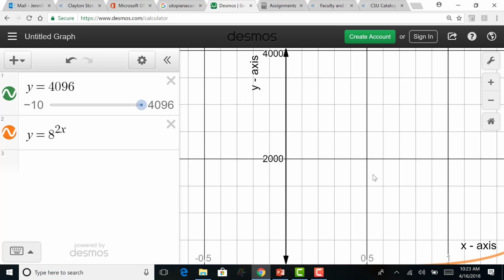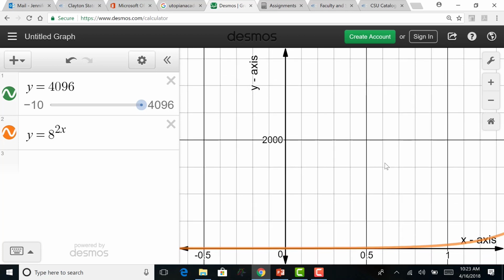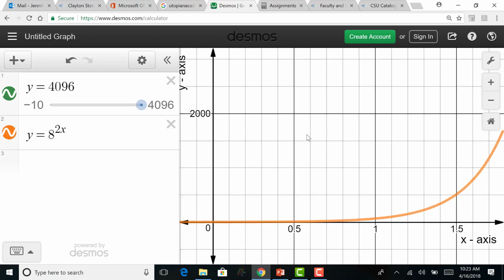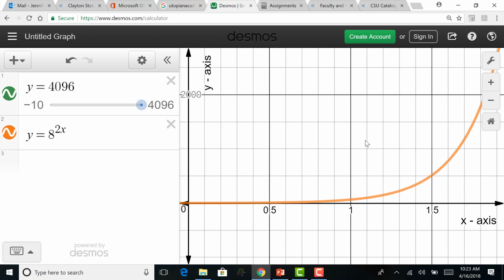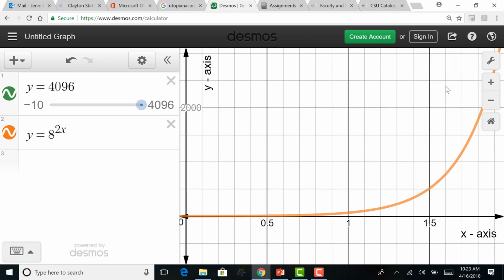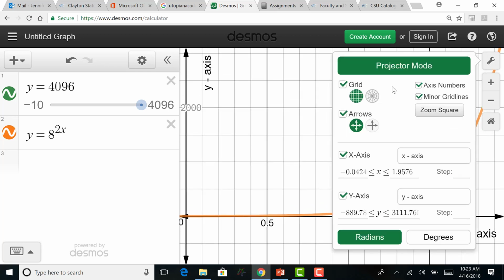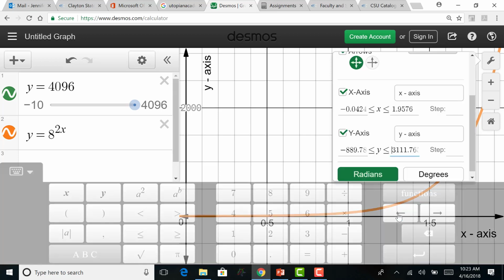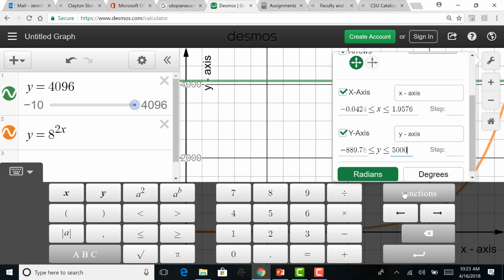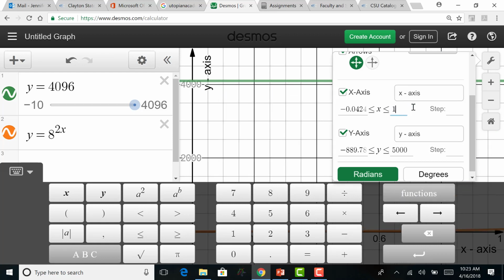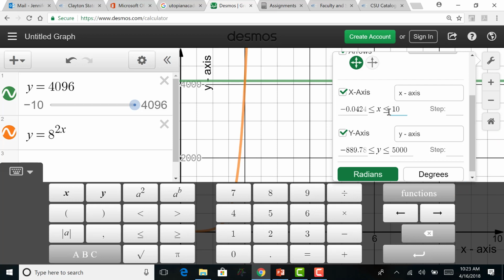I don't see enough of my graph yet, so I'm going to have to change something. So I'm moving up so I can at least see. I'm moving my graph around so I can at least see where my curve is. Now, I'm going to have to change my y-axis because I didn't get up to 4,000. I only did it up to 3 something. So I'm going to make it 5,000 so I can see. I'm going to change my x-axis to 10. Actually, make it 5.